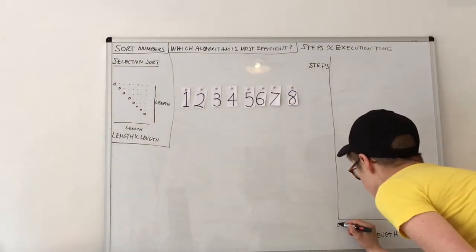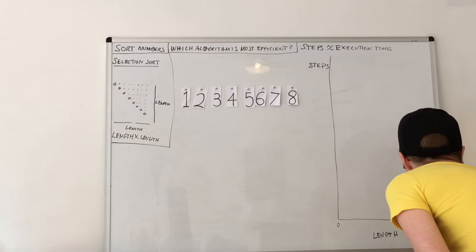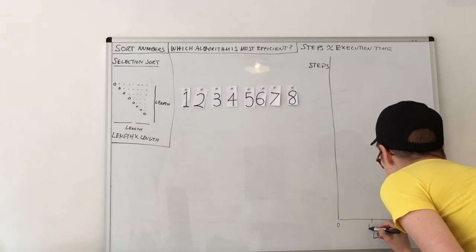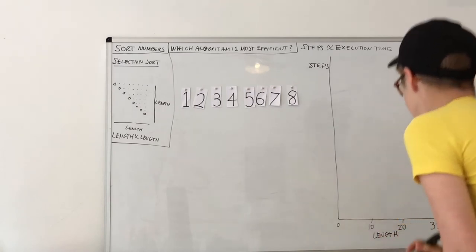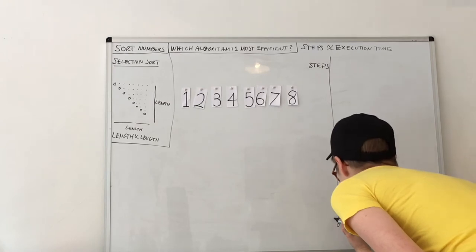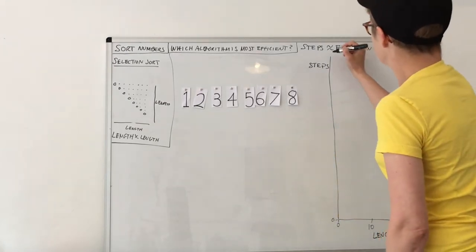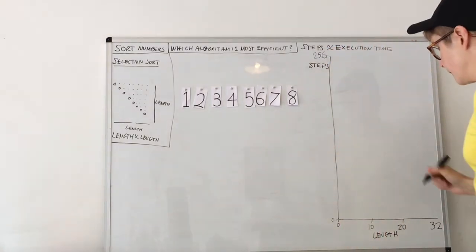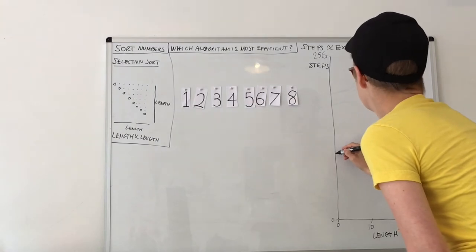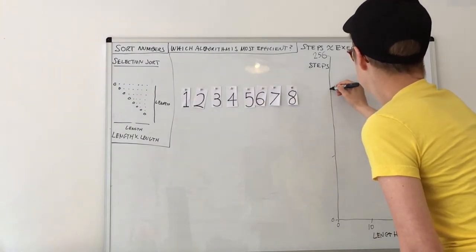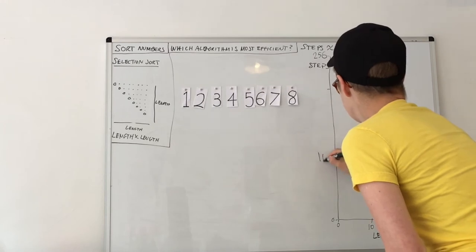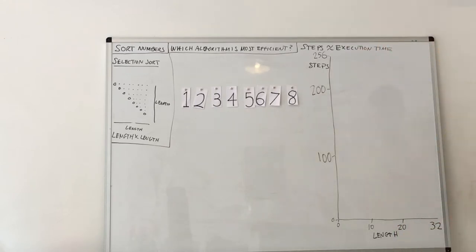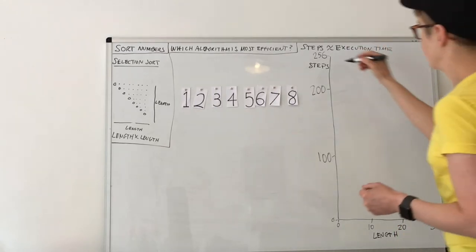Let me just fill in some numbers. We're going to start from 0 up to 32. I'll just plug in the tens there. So 10, 20, and 32. And then for the number of steps, our range is going to be up to 256. And so let me just plug in the hundreds. We're just eyeballing it. Looks okay. So 0 to 100, and then 100 to 200, and then up to 256 there. And this is the number of steps.